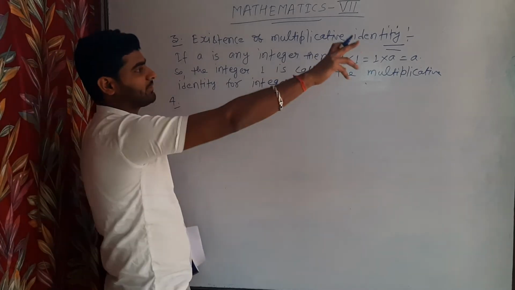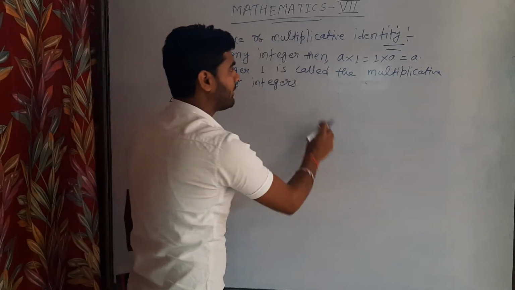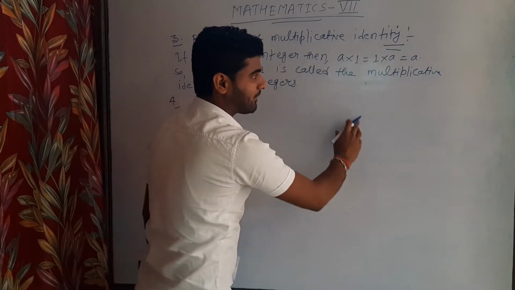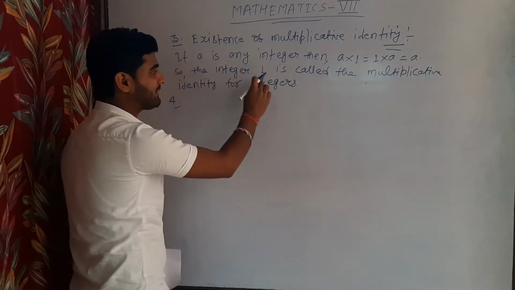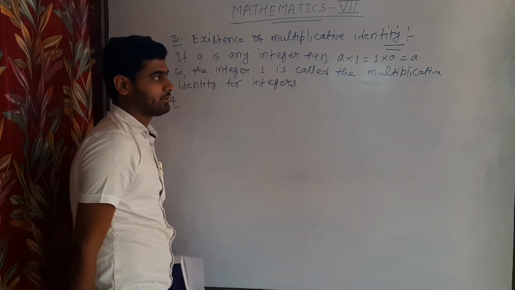Existence of multiplicative identity. If a is any integer, then a multiplied by 1 is equal to 1 multiplied by a is equal to the integer itself. So the integer 1 is called the multiplicative identity for integers.